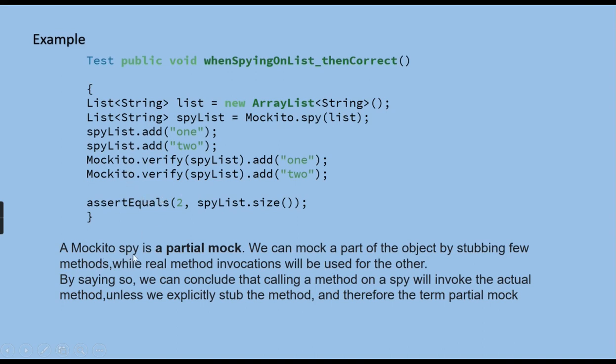So here a Mockito spy is a partial mock. We can mock a part of the object by stubbing a few methods, while real method invocations will be used for the others. Here we are stubbing methods like add, whatever the methods are, on the spy list, because we are spying on this one. By saying so, we can conclude that calling a method on a spy will invoke the actual method unless we explicitly stub the method, and therefore the term partial mock is perfectly suitable. This is how we call it a partial mock.